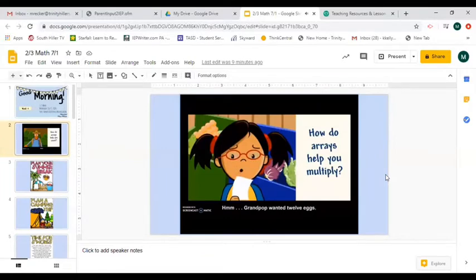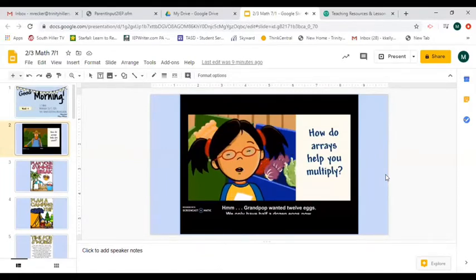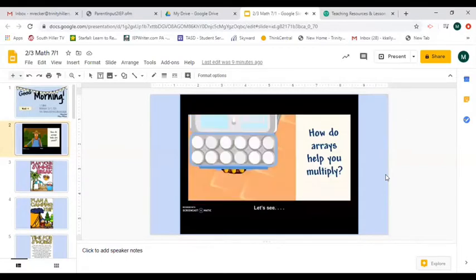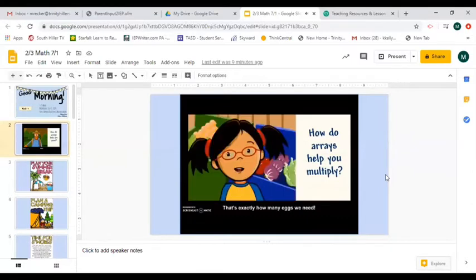Grandpop wanted 12 eggs. We only have half a dozen eggs now. Let's see. There are 2 rows of 6 eggs. That means there are 2 sets of 6. So 2 times 6 is equal to 12. That's exactly how many eggs we need.